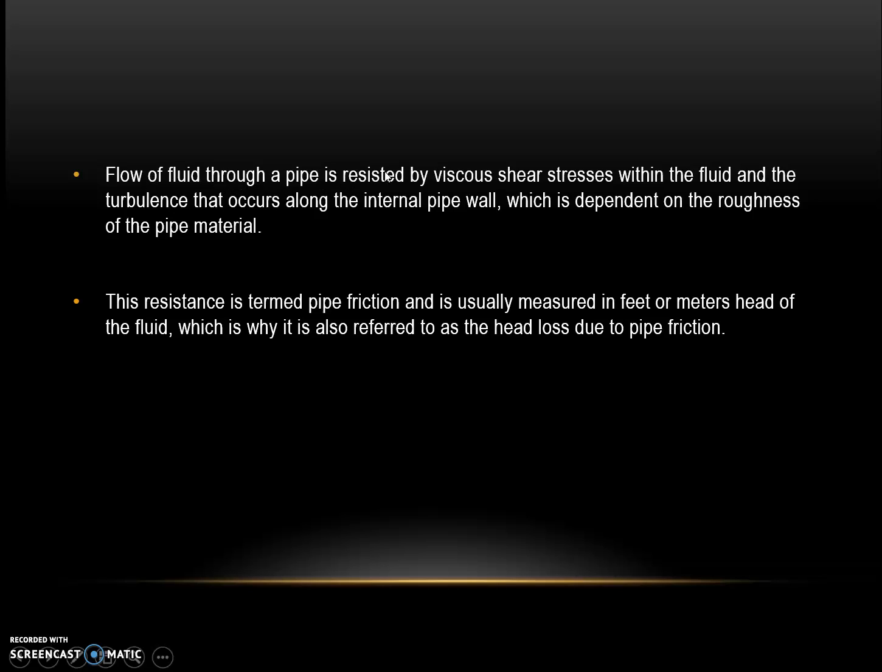Flow of fluid through a pipe is resisted by viscous shear stresses within the fluid and the turbulence that occurs along the internal pipe wall, which is dependent on the roughness of the pipe material. This resistance is termed as pipe friction and is usually measured in feet or meter head of fluid, which is why it is also called as the head loss due to pipe friction.